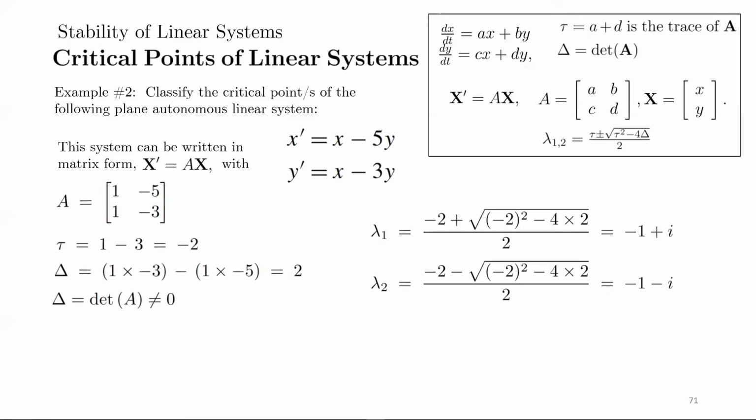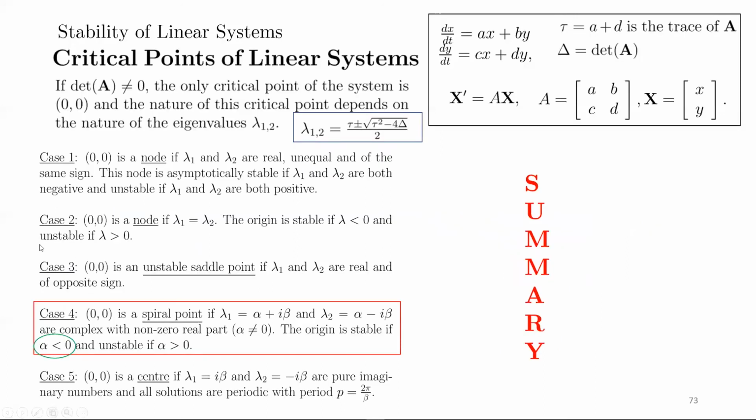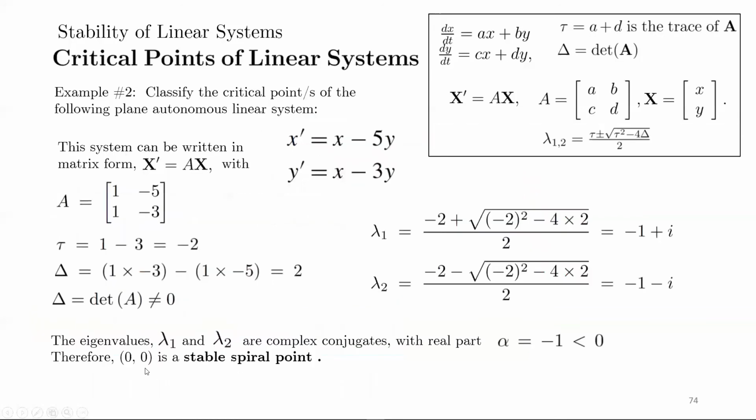We can calculate the two eigenvalues here, and it turns out that we have complex conjugate eigenvalues with real part equal to negative 1. So we have a non-zero real part. The real part is negative, so alpha is negative. If I come back to my summary slide, case 4, we have a spiral point because we have complex conjugate eigenvalues with non-zero real part, and the critical point at the origin is stable because alpha is negative. Therefore, our critical point at (0, 0) is a stable spiral point.